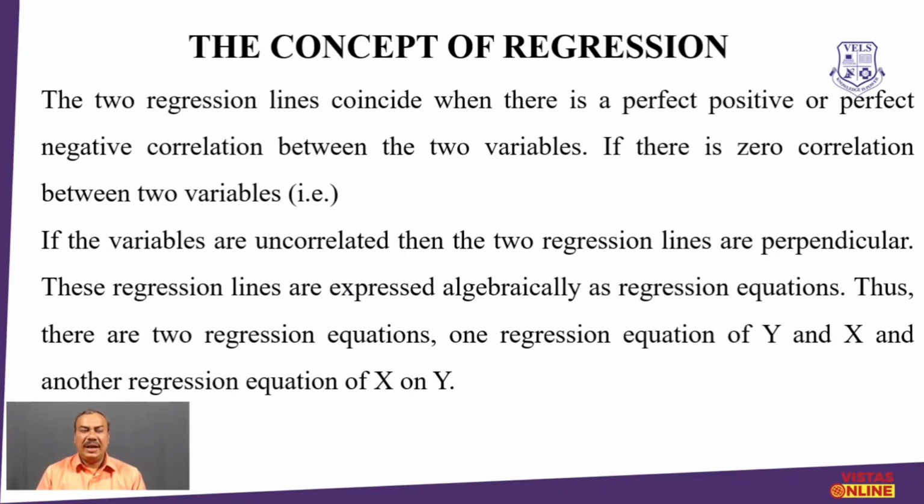The two regression lines coincide when there is a perfect positive or perfect negative correlation between the two variables. If there is zero correlation between two variables, that is, if the variables are uncorrelated, then the two regression lines are perpendicular to each other. These regression lines are expressed algebraically as regression equations, namely regression equations of x on y and y on x.